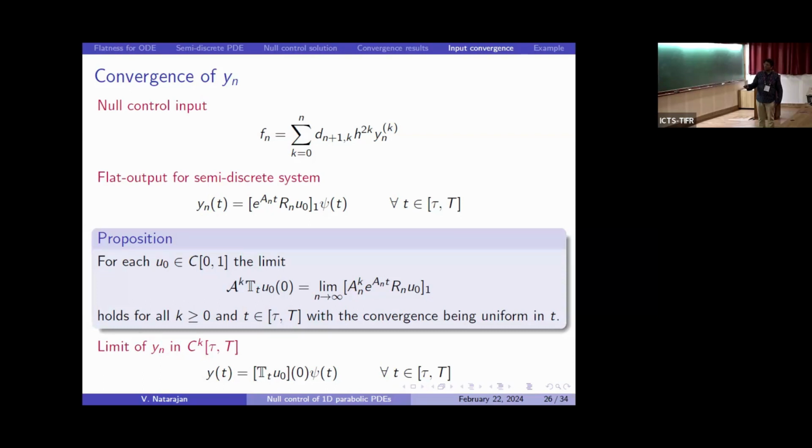Okay, so the limit of yn, and this convergence is in any C^k norm. So the limit of yn is basically y, which is given by this expression. So the yn's converge to y in any C^k norm to this expression y.